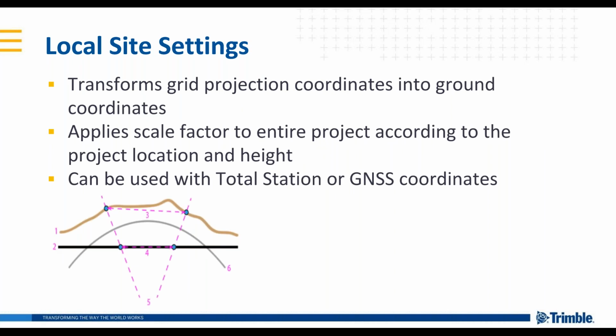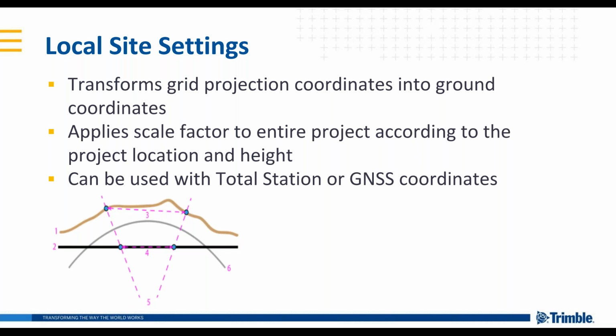So let's talk about local site settings first. What local site settings essentially does is transform grid projection coordinates into ground coordinates. It does this by applying a scale factor chosen by the user based on the project location and height. So you want to use ground coordinates a lot of the time when you're surveying.